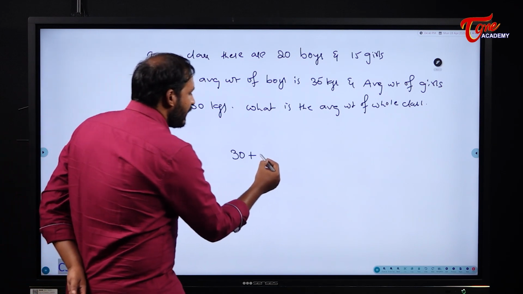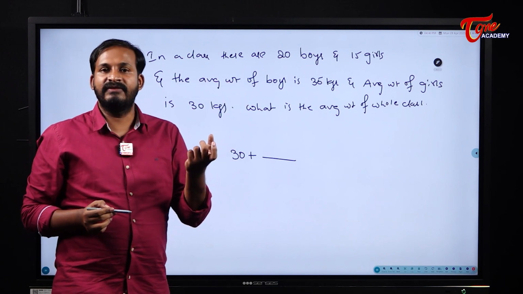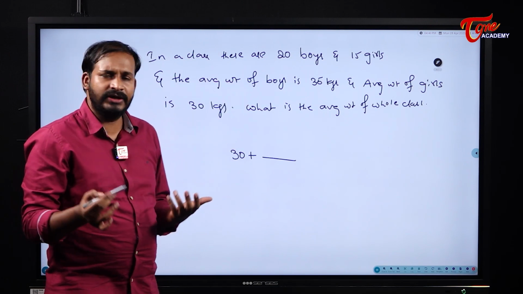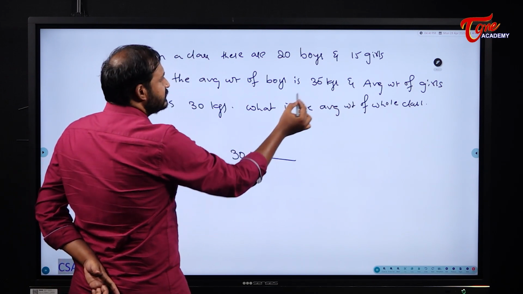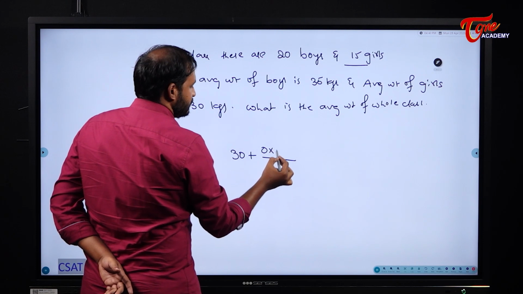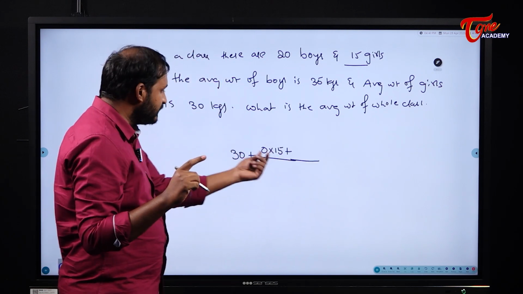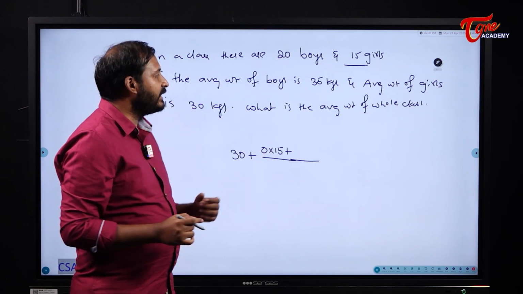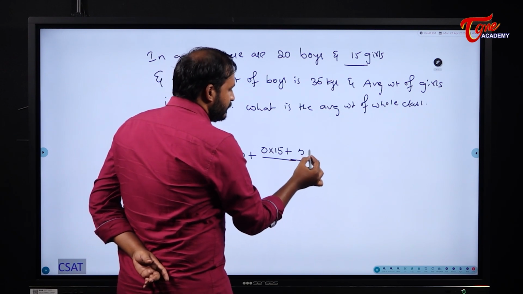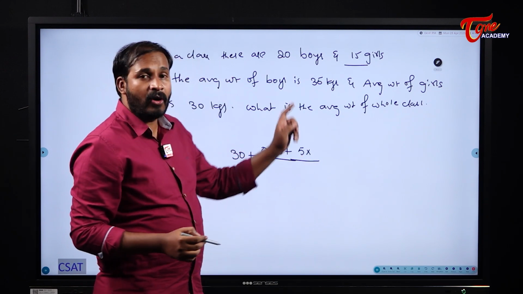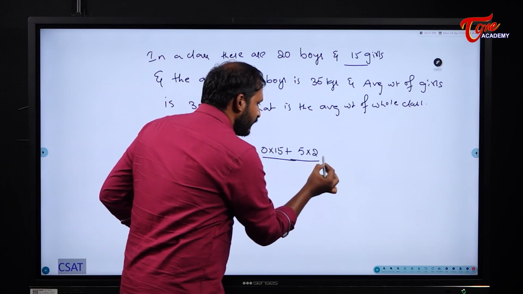Okay, now when I compare the girls, 30 with 30, what is the difference between 30 and 30? 0. So no need to write, but for your understanding I'll write 0 into how many girls are there in the class? 15 girls are there in the class. Plus, why? Because this 0 is not with one person. Like this there are 15 girls. Right? When I compare this with the boys, what is the difference? I have 5 kgs. And what number of boys are there in the class? 20. So 5 into 20.